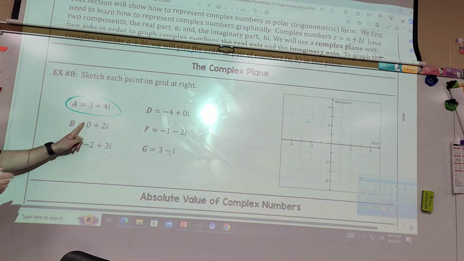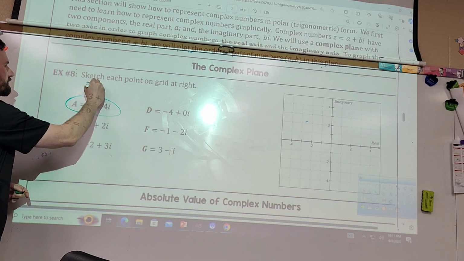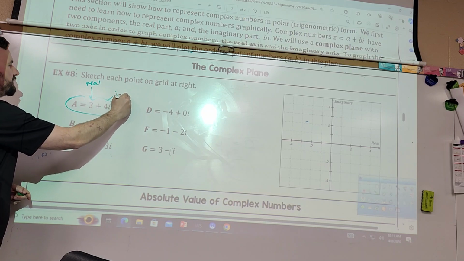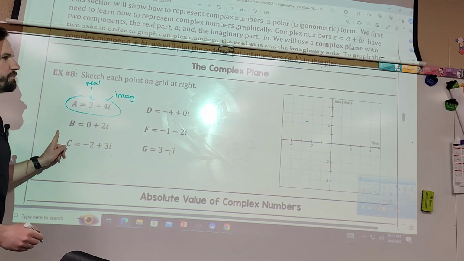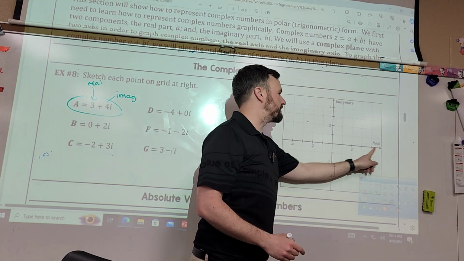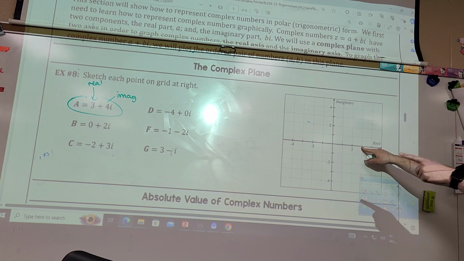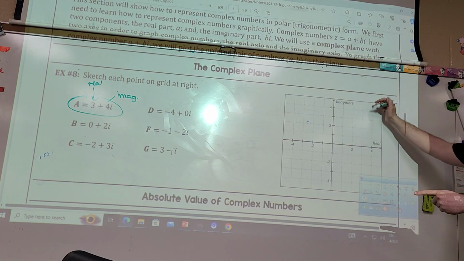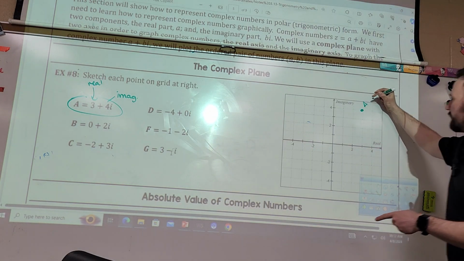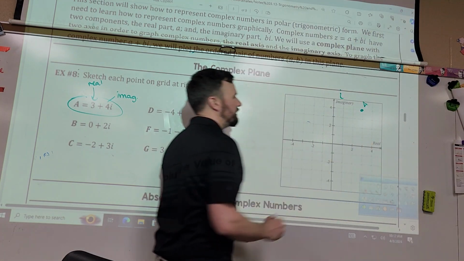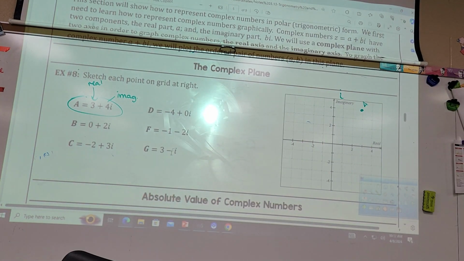What part of this is real? 3 is real, and this is imaginary. So, if this is my real axis, the 3 tells me to go right 3. And what's that 4 tell me to do? Up 4. Because this is my I, and this is my real. So now this looks really complex, doesn't it? Because it technically is, but is it? Not really. So don't overthink these. Dealing in the imaginary plane is not as bad as what you think it is.